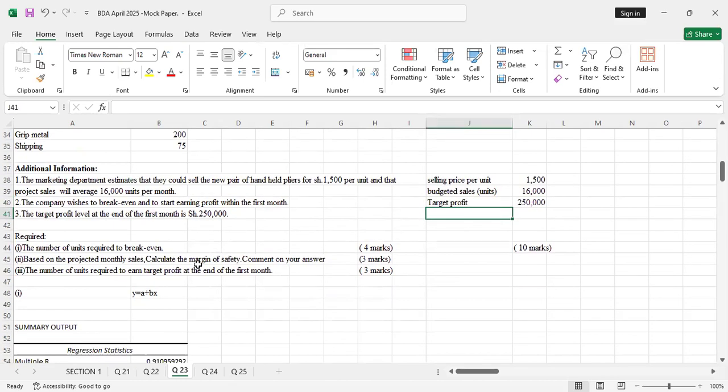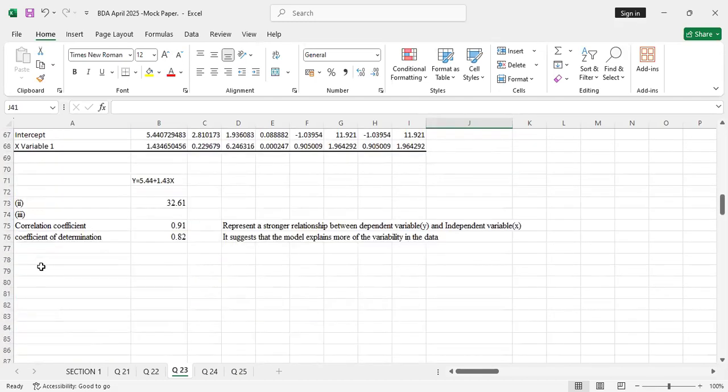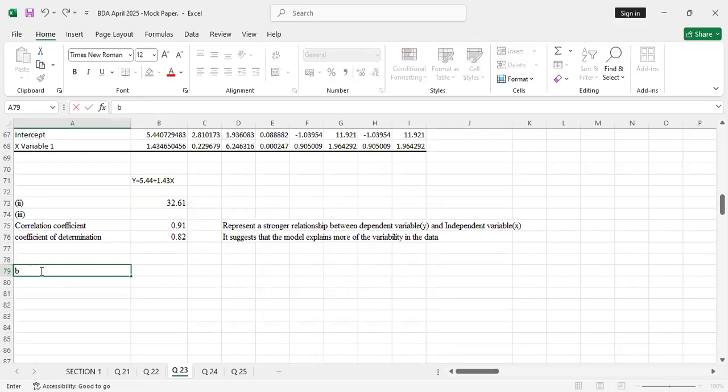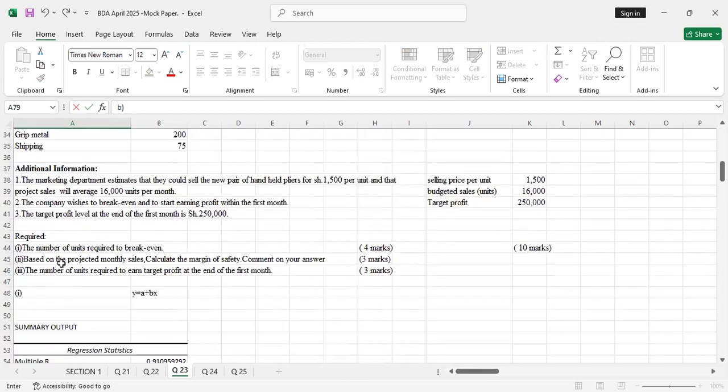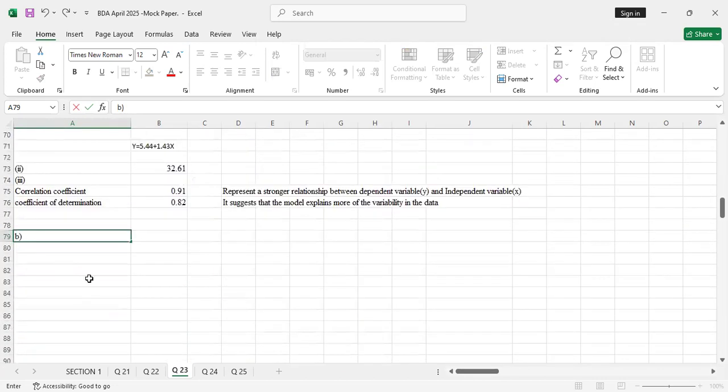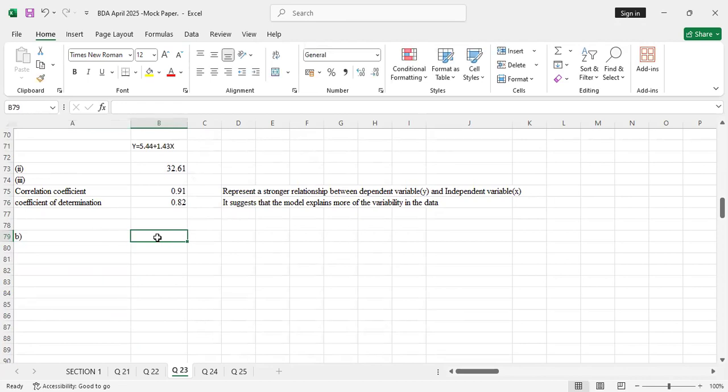Required, number one, is the number of units required to break even. So I'll do that working down here. This is part B. The first question is the break even: the number of units required to break even. We know that the break even point is whereby total revenue is equal to total cost. So it means that at break even, profit is 0. And at the same break even point, we calculate the break even points in units. So you just come here and say break even.